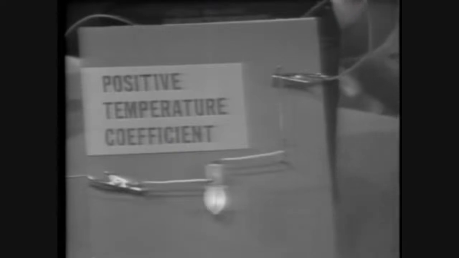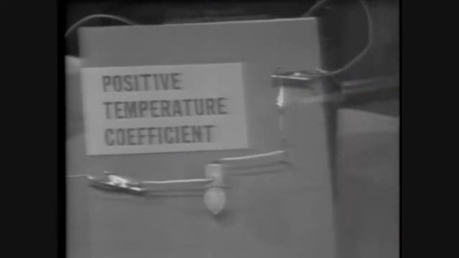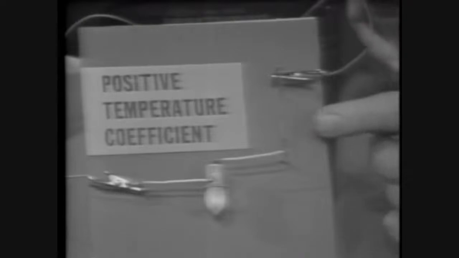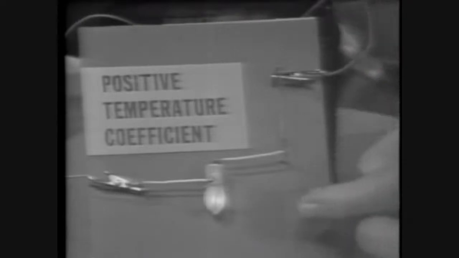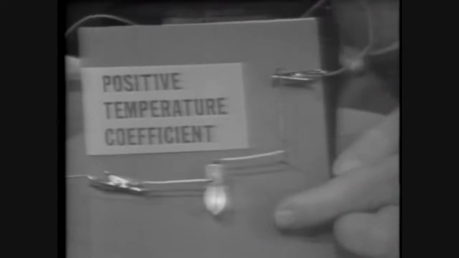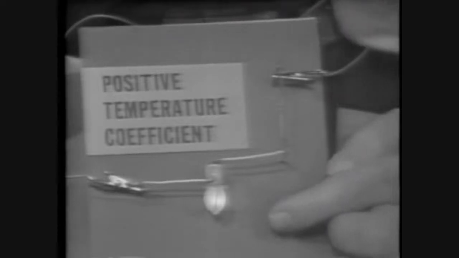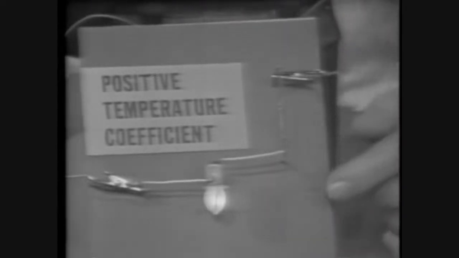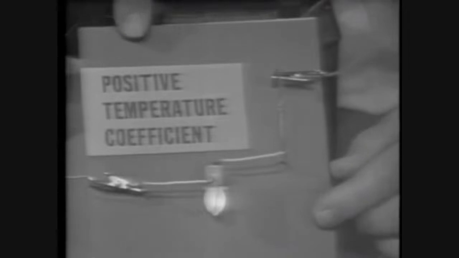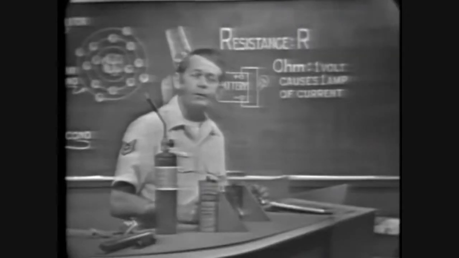Now, let's try it again to make sure you understand what I'm doing. As I apply heat to the tungsten, its resistance goes up, there's less current through the bulb. When I remove the heat, the tungsten cools, resistance goes down, current through the bulb increases. Now, if resistance goes up when the material gets hotter, as it did in this case, the material has a positive temperature coefficient. Tungsten then has a positive temperature coefficient.